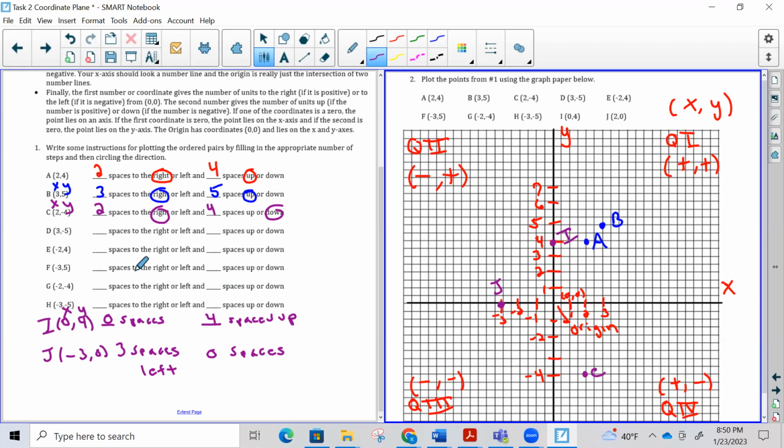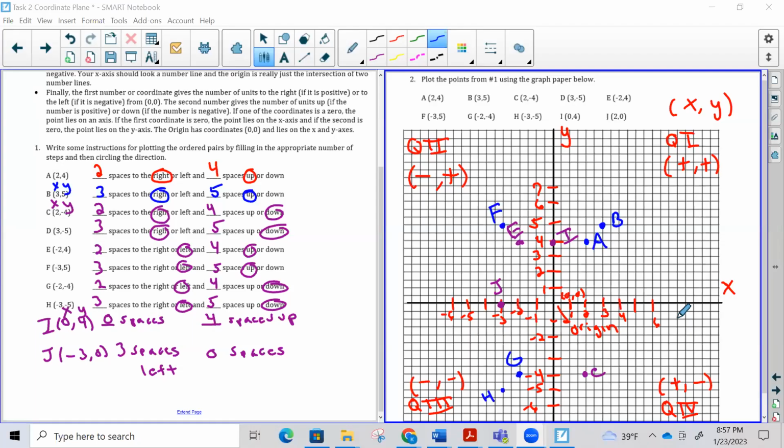So again, I'm going to have you pause, try D through H, and then you can check that when you're done. Okay, so I have all of them filled in, the direction that you go and how many spaces. And then I have all the points plotted and labeled here. So you can take a look at all of those points. And then if you have questions, you can reach out to me and let me know.